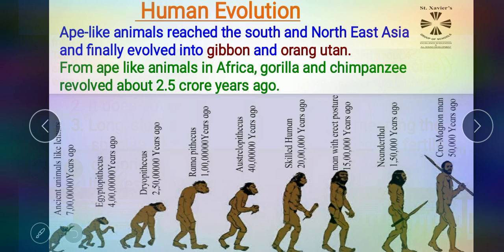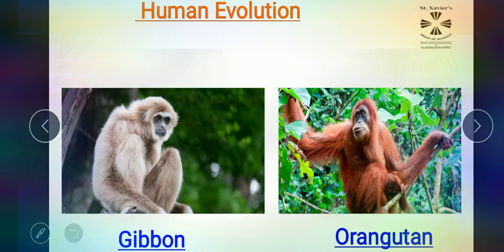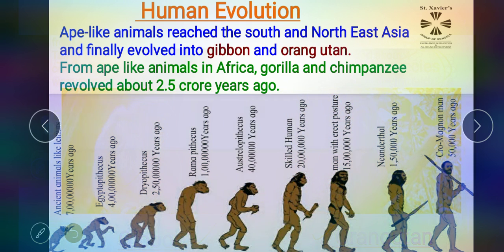When we talk about gibbon and orangutan, here I can show you the picture of gibbon and orangutan. Gibbon in the Indian language is langur, and orangutan is nothing but banmanus. They are famous as langur and banmanus in India. In the image, you can see the picture of langur and banmanus, that is gibbon and orangutan. Let us continue, students.